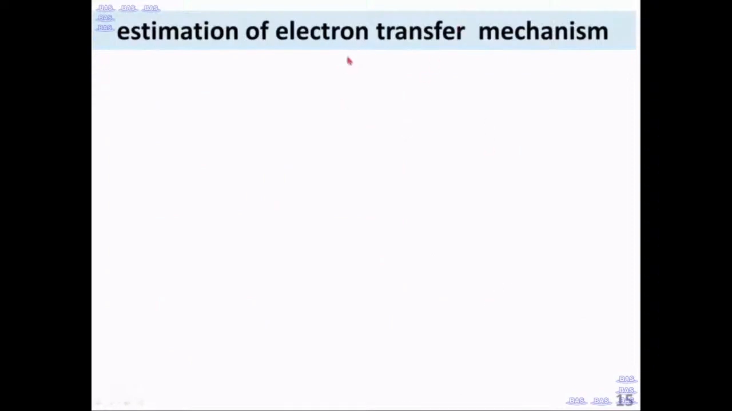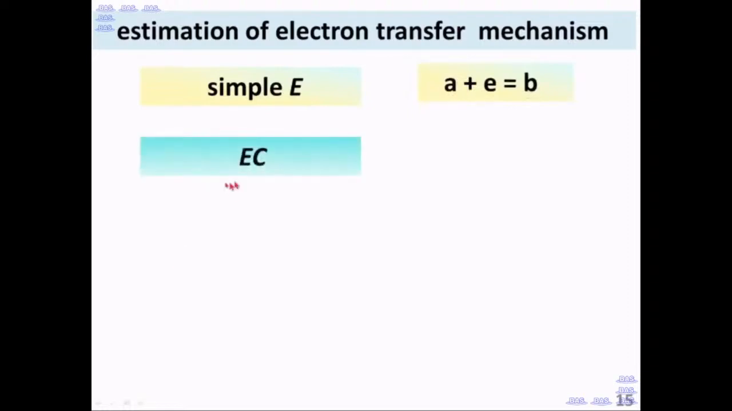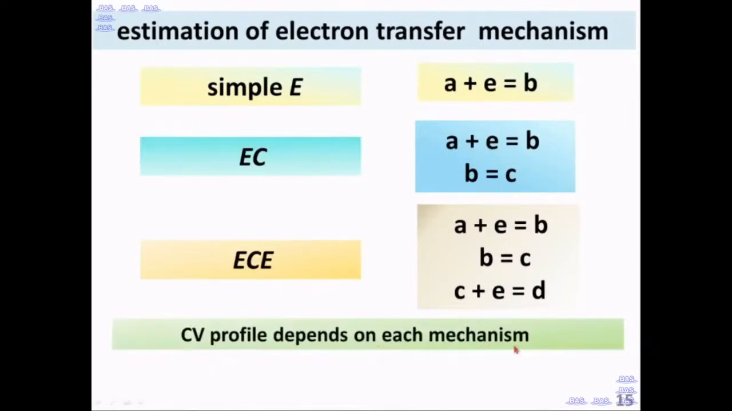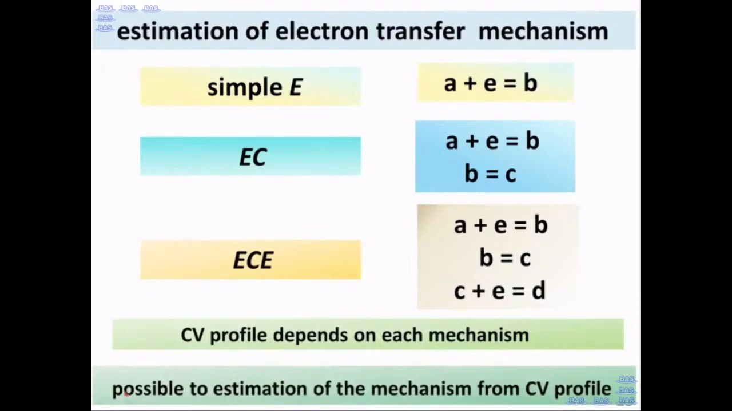Estimation of electron transfer mechanism. Simple E: moiety A is reduced to B. In the EC mechanism, a chemical reaction occurs in solution: B is converted to compound C. ECE is another, where C then reacts electrochemically; in this case, C is reduced to D. The CV profile depends on each mechanism, so it is possible to estimate the mechanism from the CV profile.